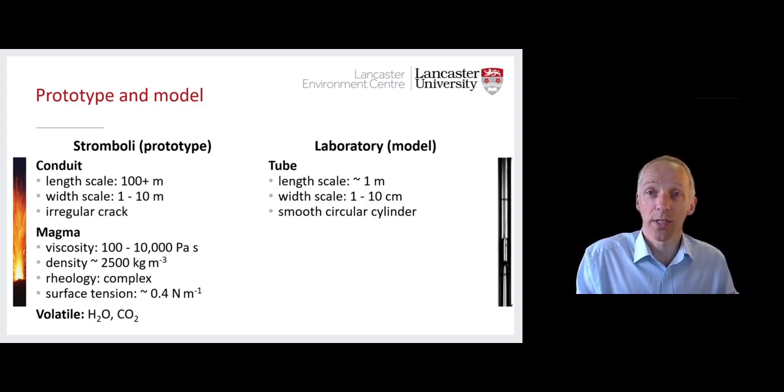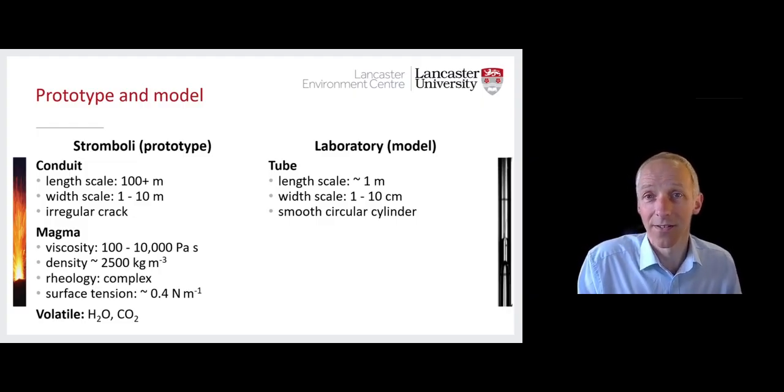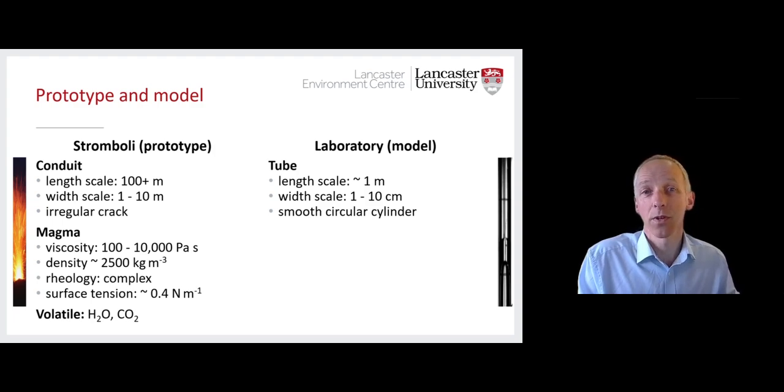This gives us geometric similarity with the prototype conduit with a length scale factor of approximately a hundredth, but with the full recognition that this is a simplification of the real system. With these dimensions, we can easily represent the conduit using a glass tube, which is practical in a laboratory and allows direct observations of the flow. Clearly, this approach doesn't capture the geometric complexities that we know will exist in the field, but it gives us an ability to observe the first order flow processes within the practical confines of a laboratory.